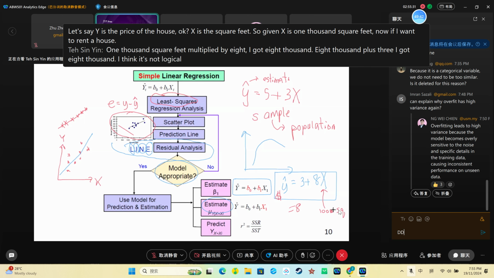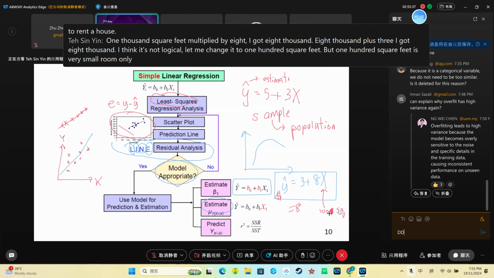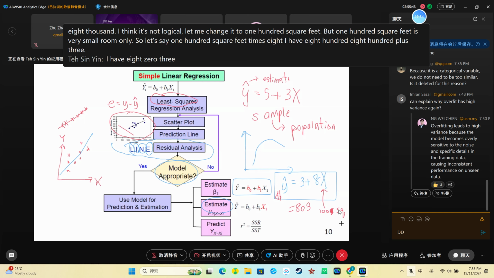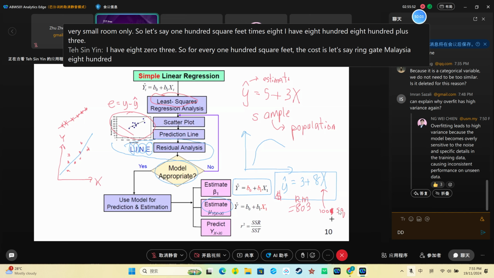Let me change it to 100 square feet. But 100 square feet is a very small room only. So let's say 100 square feet times 8, I have 800. 800 plus 3, I have 803. So for every 100 square feet, the cost is, let's say, Ringgit Malaysia 803. Okay, so if I give you the X value, you will be able to predict what the rental cost is.